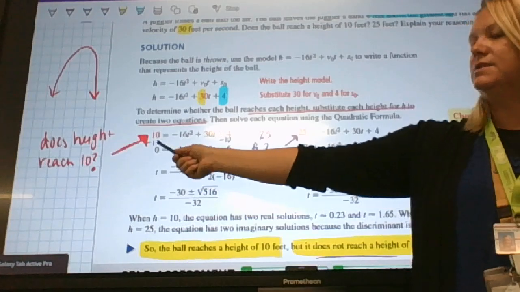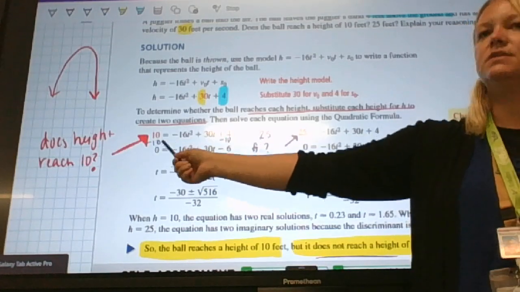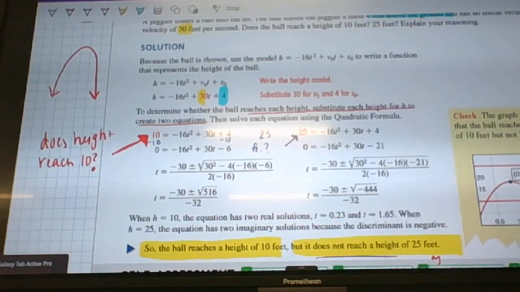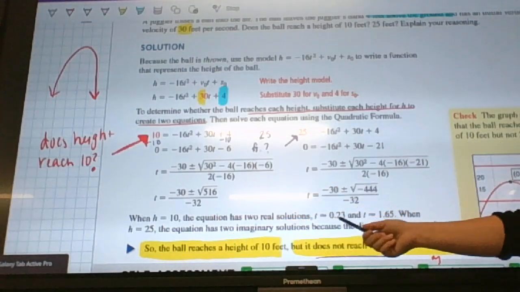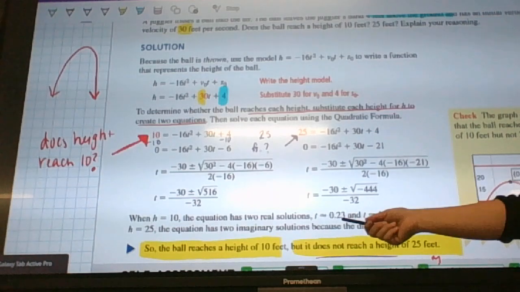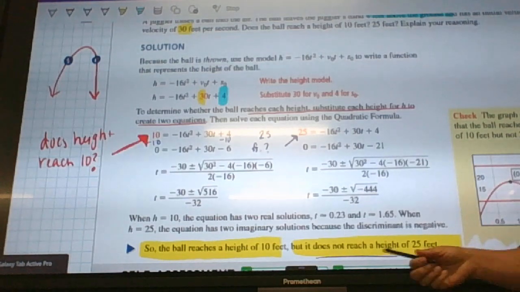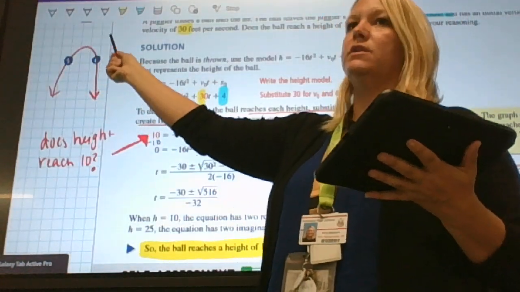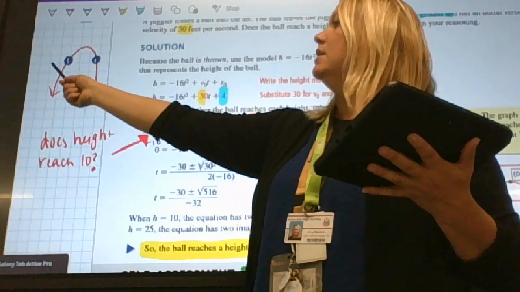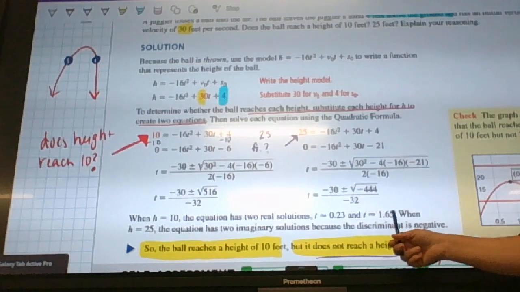And then from this step to this step, your book doesn't show the minus 10. Maybe you want to write it down. It went from 4 to negative 6. That's because they make it equal 0. Subtract 10. Solve it. When h equals 10, the equation has two real solutions. It happens twice. The ball's at 10 feet, it goes up and over the vertex, and then it's at 10 feet again. So the ball is 10 feet up here and here. And those two answers are 0.2 seconds and 1.6 seconds.